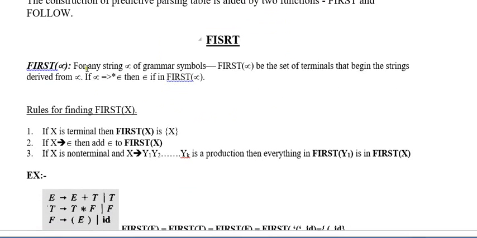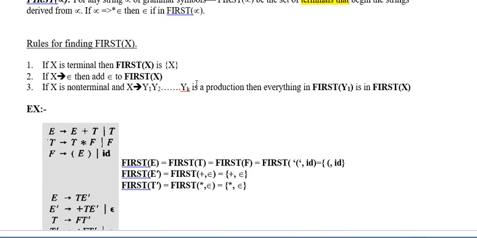First: for any string α of grammar symbols, FIRST(α) is the set of terminals that begin the strings derived from α. If α is epsilon, then epsilon is in FIRST(α). Did you understand anything? Okay, if you didn't get that, nothing serious, we will discuss it very easily.